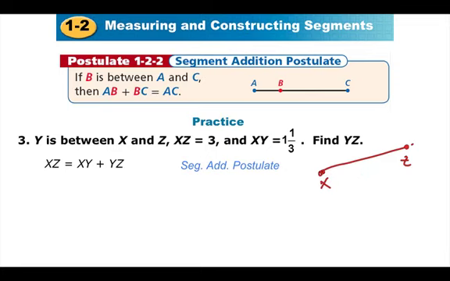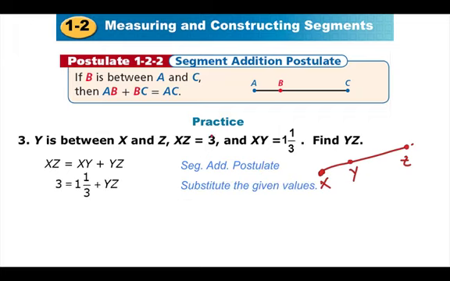XZ, the whole thing, is 3 units. XY is, since Y is between X and Z, I'll put it somewhere here. So that's why we have XZ, which is the whole thing, equal to XY, this portion, plus the second portion of this segment, YZ. And we're applying the segment addition postulate.